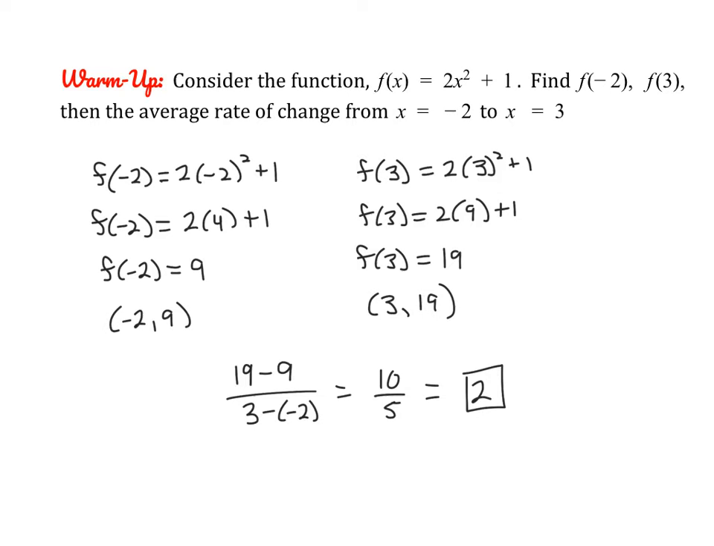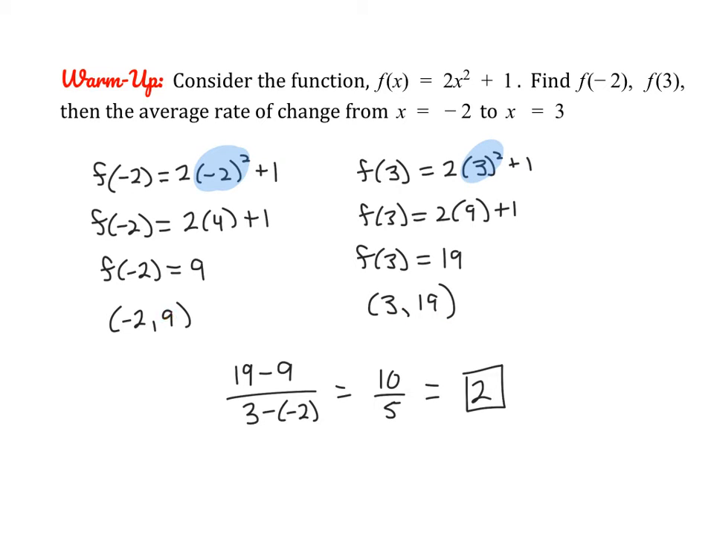Alright, so go ahead and check. Here you can see I evaluated f of -2 and f of 3. This is a good review of order of operations. So remember, we always do our exponents first, and then we multiply, and then we add or subtract. So you should get these two results. You should get (-2, 9) and (3, 19).